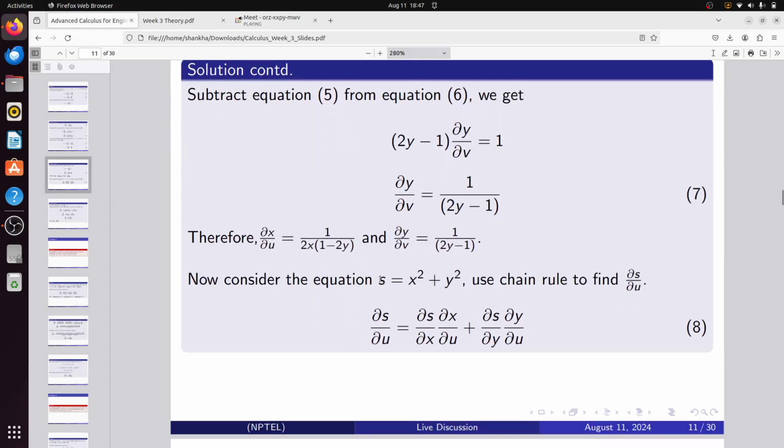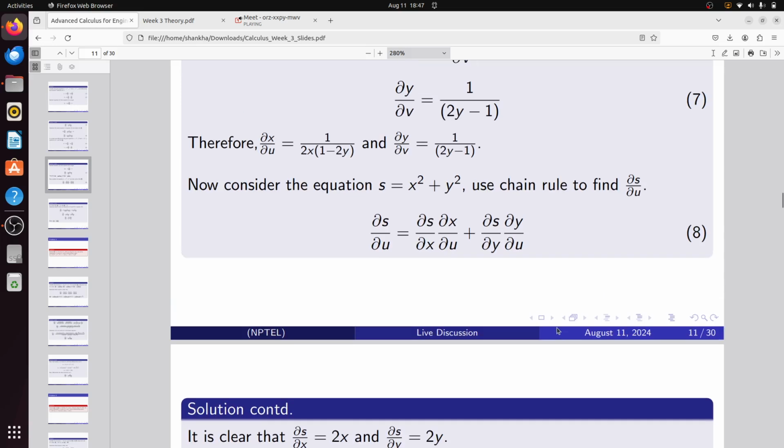Now you use the chain rule. So a is equal to x square plus y square. Use chain rule to find del s del u. So del s del u is equal to del s del x into del x del u plus del s del y into del y del u. Okay, s is a function of x square plus y square, so you take the partial derivative, because it is a function of x and y.